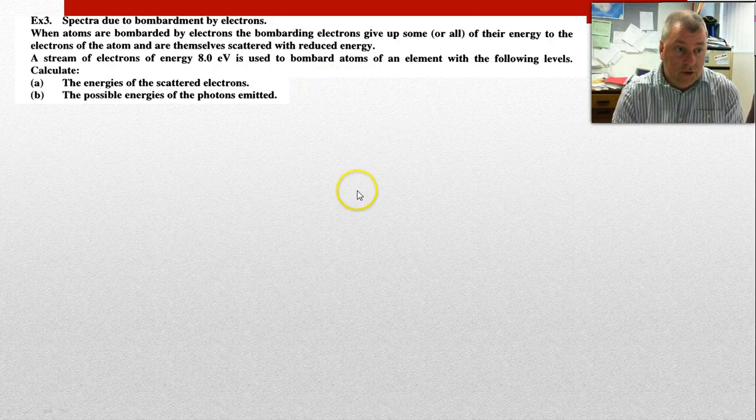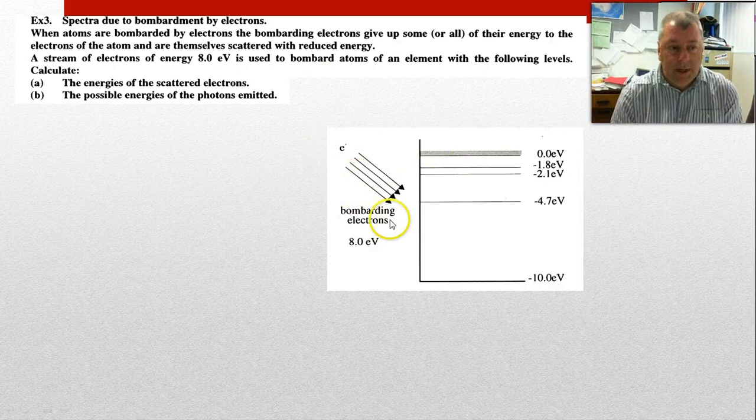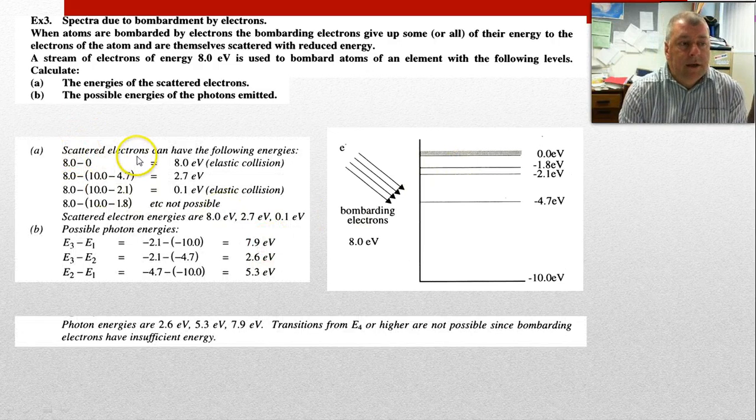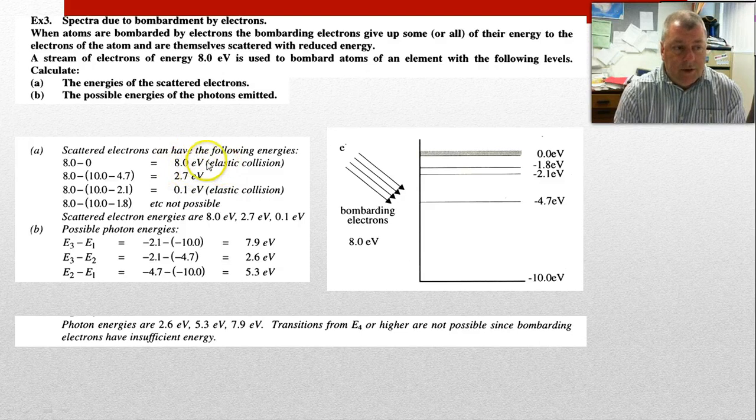So this should appear. There's our energy levels. There's our bombarding electrons with 8 electron volts, and these are our energy levels here. So first of all, the scattered electrons, we get a range. We can get the ones that just have an elastic collision, basically nothing happens, and they bounce off and they have 8 electron volts. Then we get the ones that are caused to transition from here to here. And that means that they must lose that amount of energy, and therefore they are scattered at 2.7.